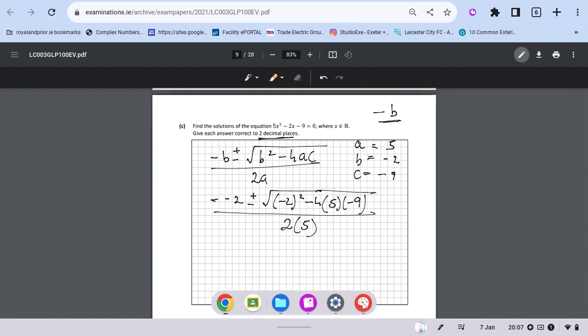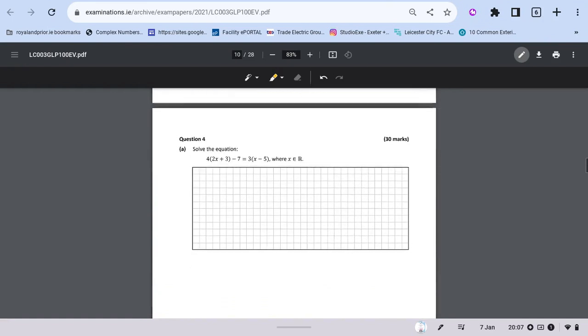And I get 1.556. It says 2 decimal places, so 1.56. And then just go back and change that plus to a minus. Press your ST button, minus 1.16. There are my two answers for that trinomial.